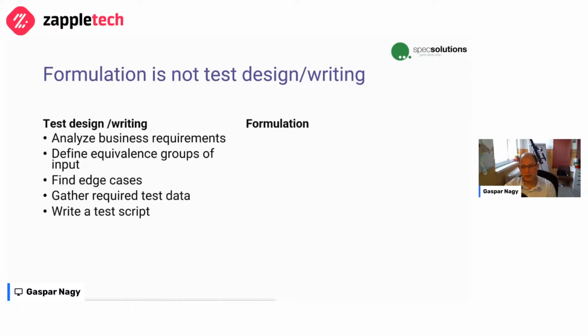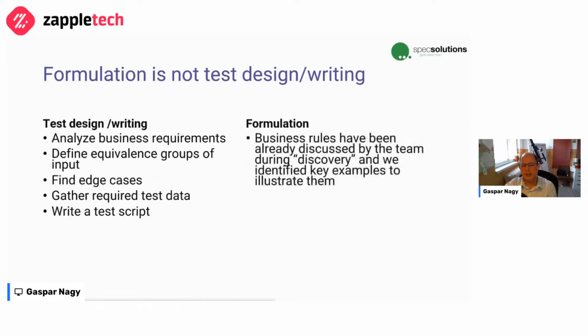On the other hand, when we do formulation, formulation is somewhat different. Typically, at the time when we are doing formulation, the business rules, so generally the requirements, have already been discovered or discussed through the discovery session. You remember we have discovery, formulation, automation, and now we are at the second stage already. So we don't really need to do detailed business requirement analysis, because that has already been done during the discovery session. And in the discovery session, we identified some key examples. I will show a few examples for that so that you can see. Anyway, that kind of work has already been done.